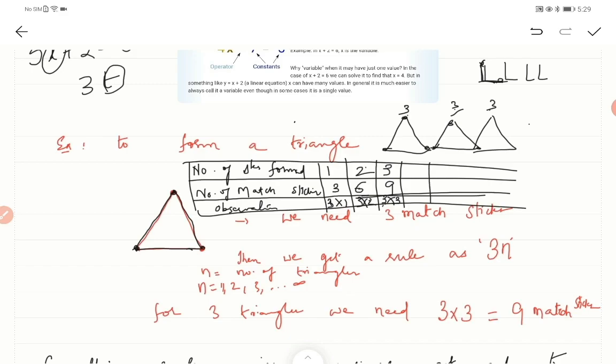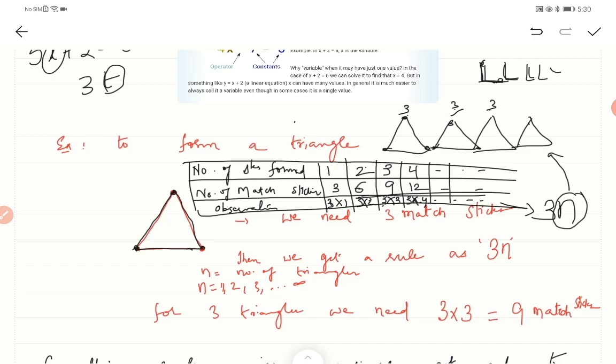It is the same as what we have done for the L pattern. So for 4 triangles, I will need 12 sticks, isn't it? 12 matchsticks. This means 3 into 4 gives you 12. And so on. If we go on, in general I can conclude, or I will get an expression: for each triangle it is 3 matchsticks, and I will take a variable n, which represents the number of triangles we want to form.